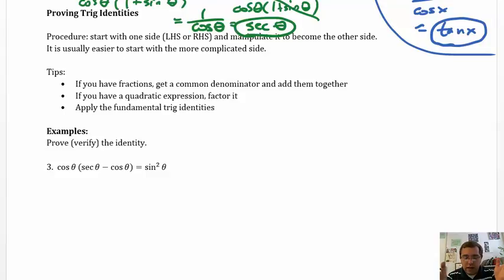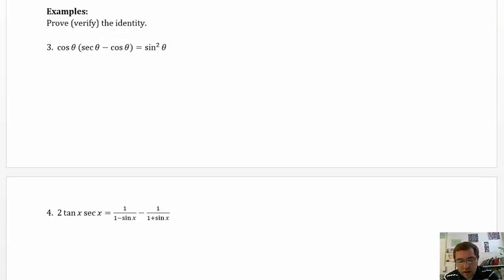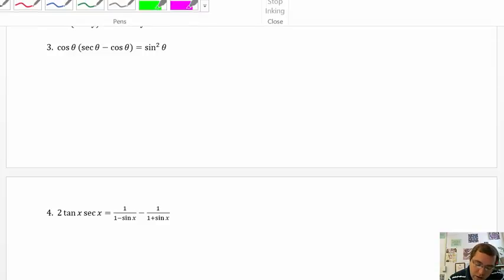Here are some tips. If you have fractions, get a common denominator and add them together. If you have a quadratic expression, factor it, and then apply the fundamental trig identities. So here we go. Number 3, cosine of theta times, parentheses, secant of theta minus cosine of theta equals sine squared of theta. So we're going to start with the more complicated side. Which side is the more complicated side? The one on the left, I think, is more complicated. Adding and subtracting is more complicated than multiplying. So we'll start with the left-hand side, and we're going to show that it equals the right-hand side.